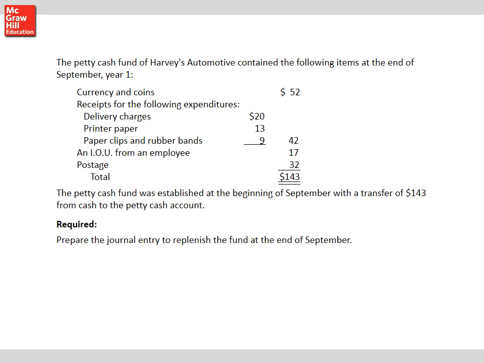Exercise 728. The petty cash fund of Harvey's Automotive contained the following items at the end of September 1. Currency and coins are $52. There's some receipts in there. $20 delivery charge, printer paper 13, paper clips and rubber bands 9, an IOU from an employee, $17, and postage 32. So it totaled $143. The petty cash fund was established at the beginning of September with a transfer of $143 from cash to the petty cash account. So it looks like it's pretty much in line if I'm reading this correctly.